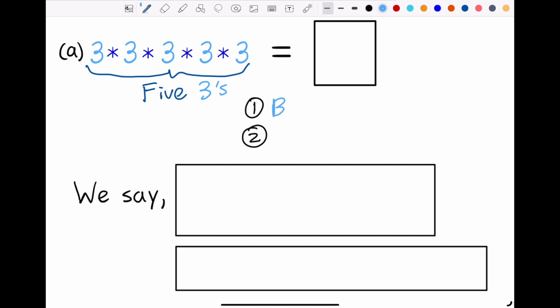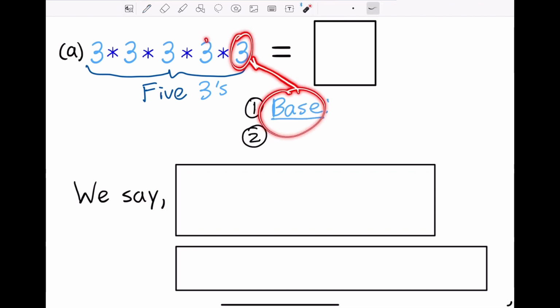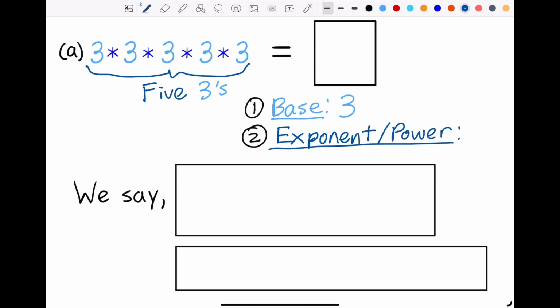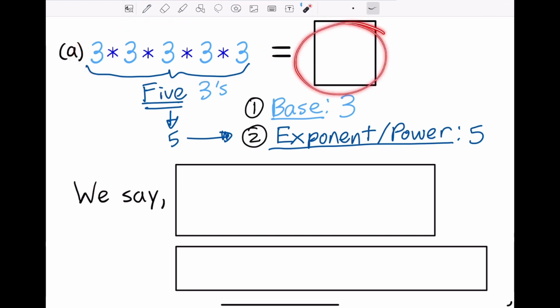The first part is the base. And the base is the number that we are multiplying repeatedly. Since we're multiplying 3 repeatedly, our base will be 3. The second piece is the exponent, or oftentimes we like to call it the power. The exponent, or power, tells us the amount of 3's that appear in our product. Since we have 5 3's that appear in our product, our exponent, or power, will be 5. So now we have all the information we need, so let's convert this product to an exponential expression.